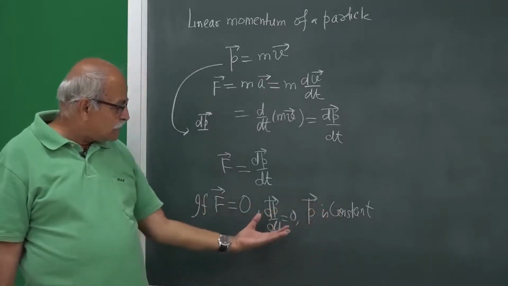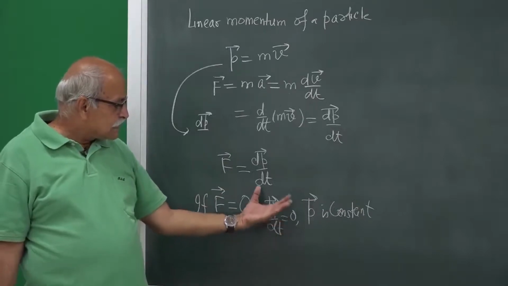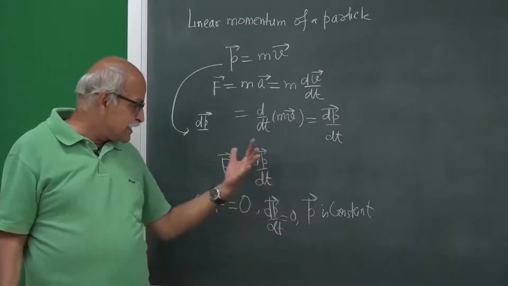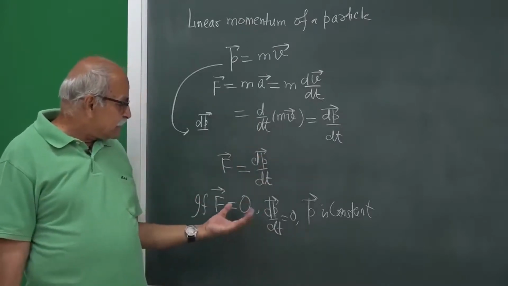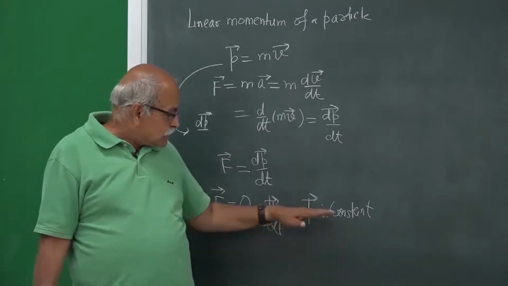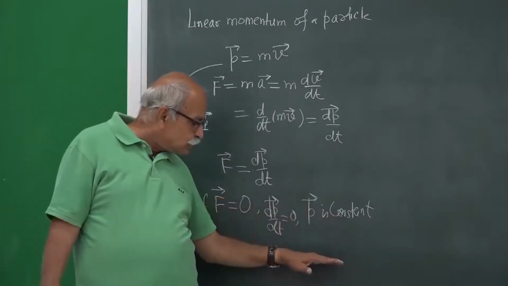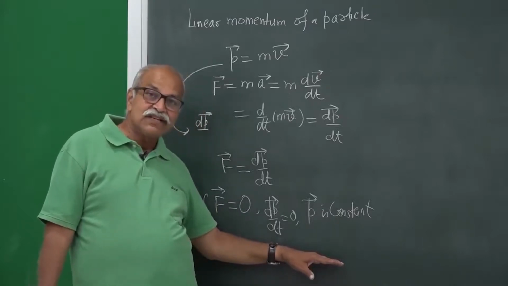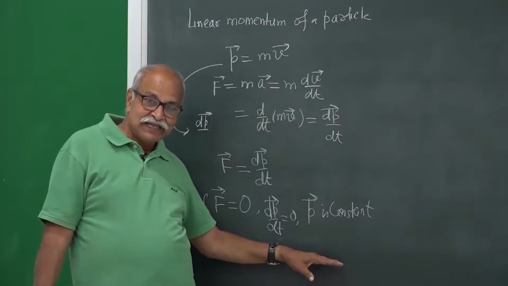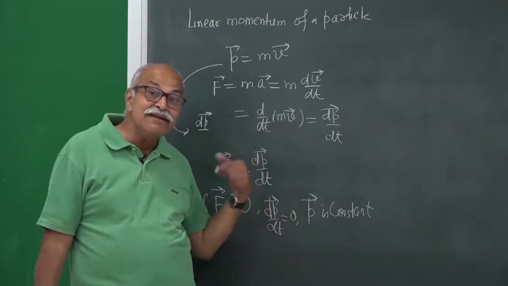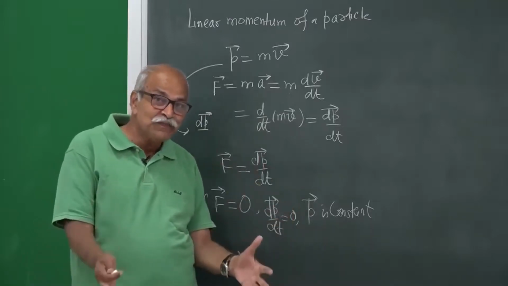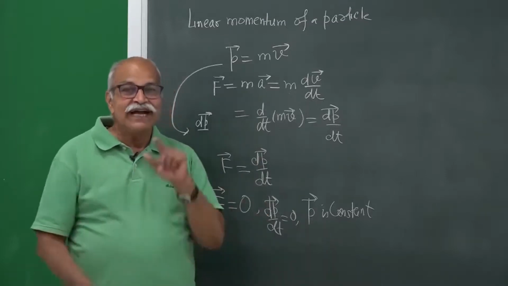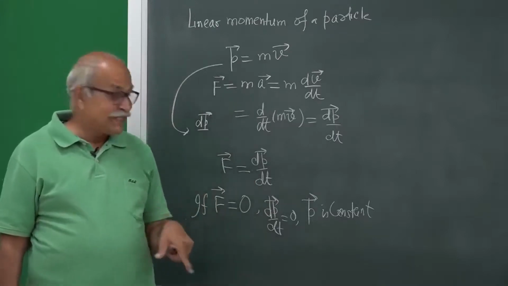We will see that when we talk about a system of particles or extended bodies which can rotate and other things, this translates to a very important law of physics, which is called conservation of linear momentum. If the total external force on a system is 0, then the linear momentum of the entire system remains constant.